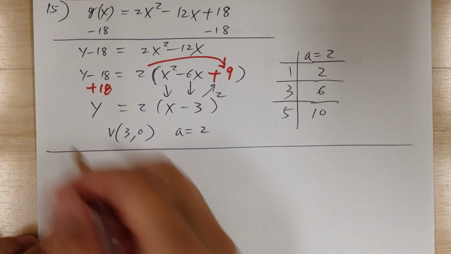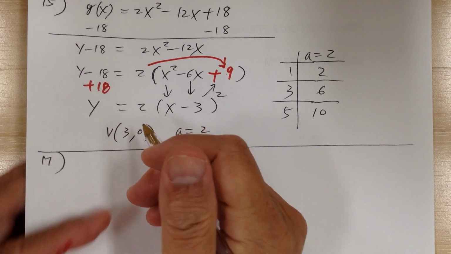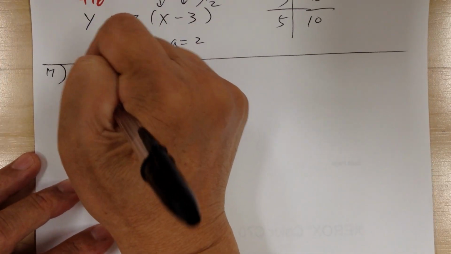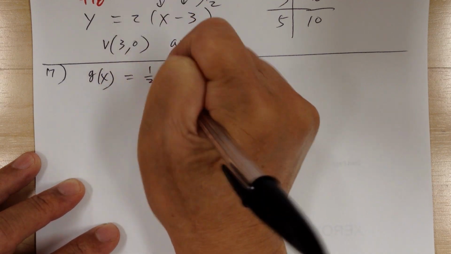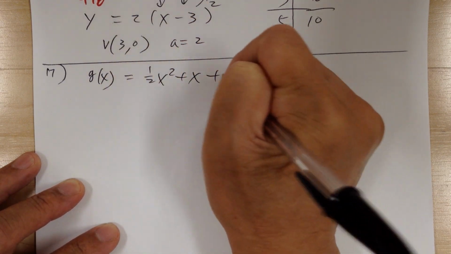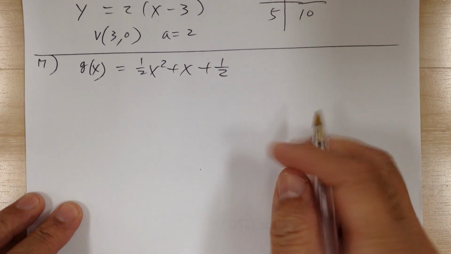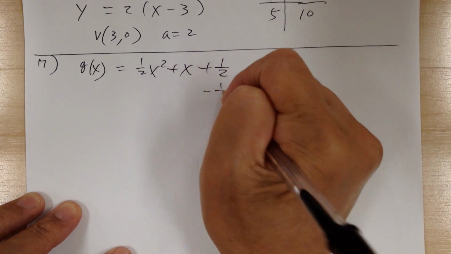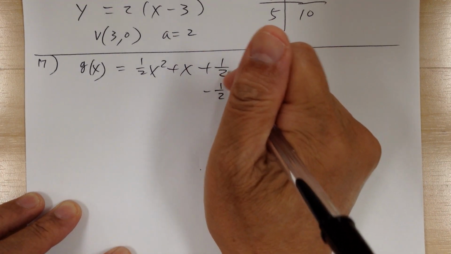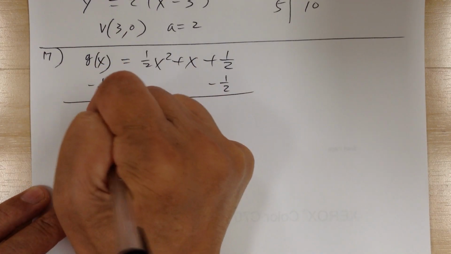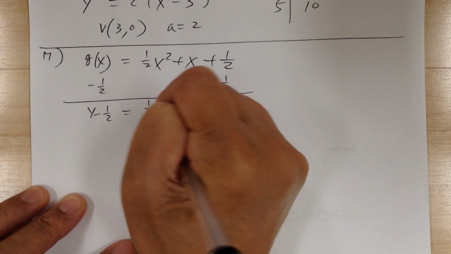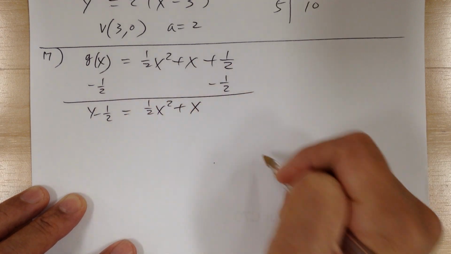Okay, let's go to number 17. You got g of x is equal to 1/2 x squared plus x plus 1/2. First, let's get rid of this number because it's in the way. So you got y minus 1/2 equal to 1/2 x squared plus x.